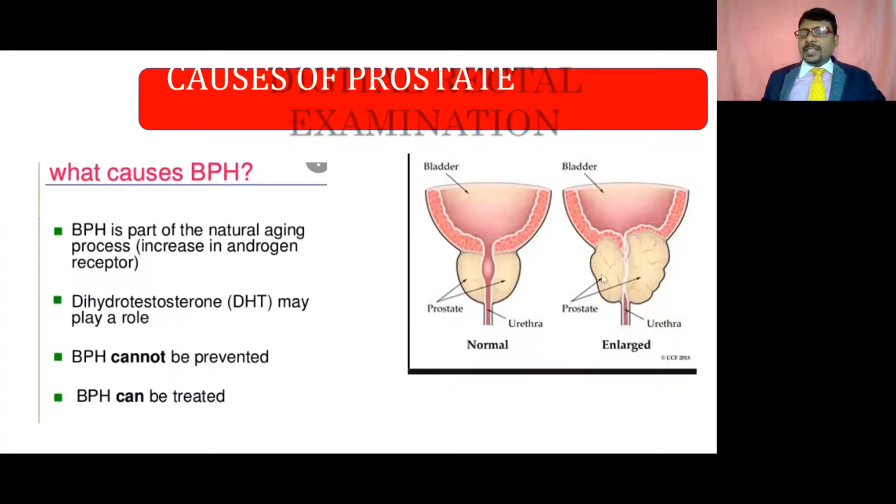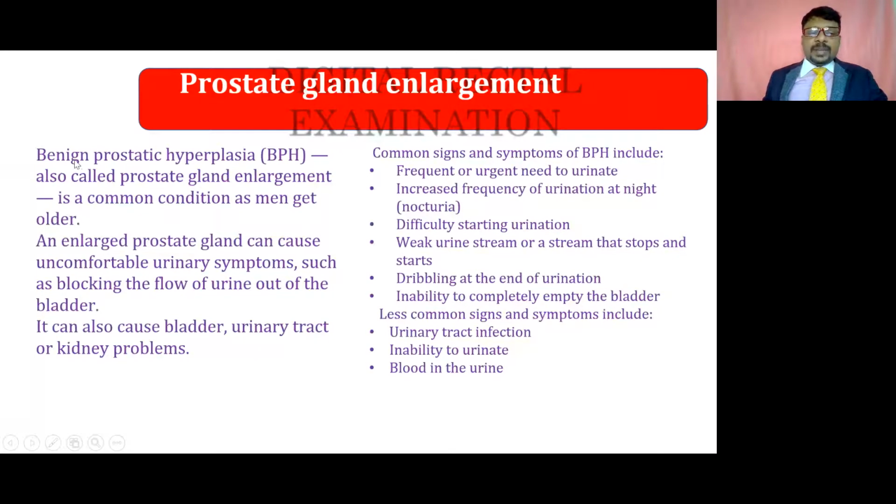When it enlarges, it may compress the urethra, which gives difficulty in urination, meaning they are unable to pass urine, and may also cause bleeding and other severe pain and symptoms. So what is benign prostatic hyperplasia, also called prostate gland enlargement? It is a common condition in men as they get older.